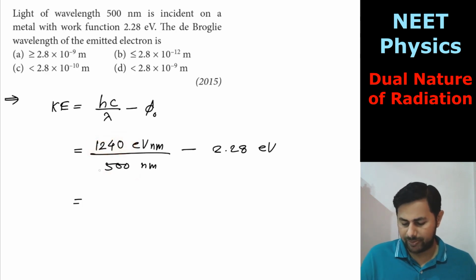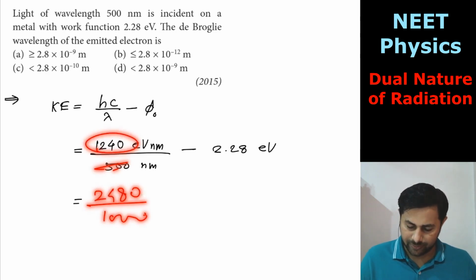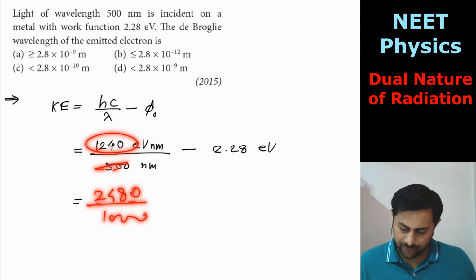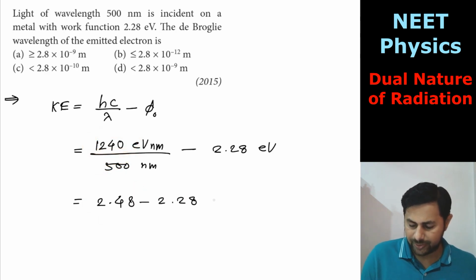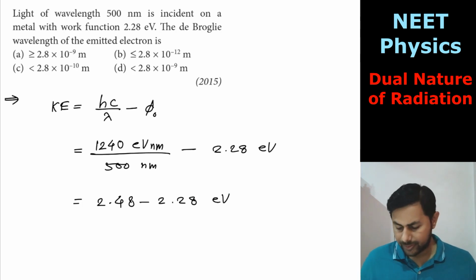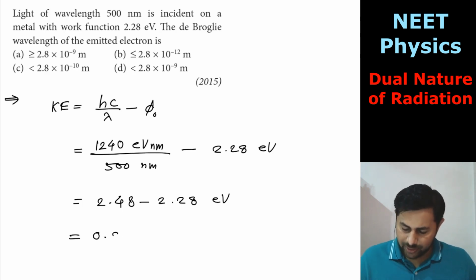What I will do is I will multiply numerator and denominator by 2. So this is 1000, then this becomes 1000, right? And this will become 2480, and if I divide that by 1000, it's 2.48. So 2.48 minus 2.28 electron volts, that is 0.2 electron volts.